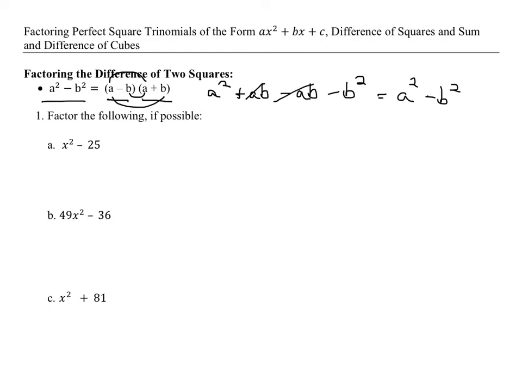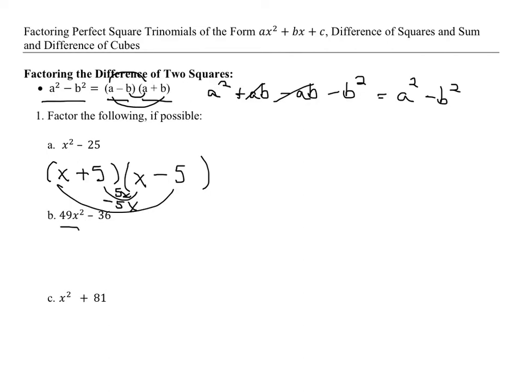So, here we go. First one here, I notice that x is squared, and I have a negative 25, so the signs are going to be different. 5 times 5 is 25. And the middle term will add out. If I do the cradle, 5x minus 5x will add to 0. Let's do the next one.